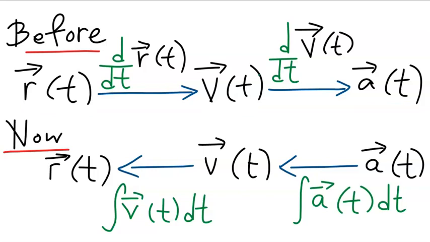And now, since we have to do things in the reverse order, namely from acceleration, we are going to find the velocity and then going to find the position vector, we will have to do integrals. We have to integrate functions with respect to time. So the independent variable here is time.